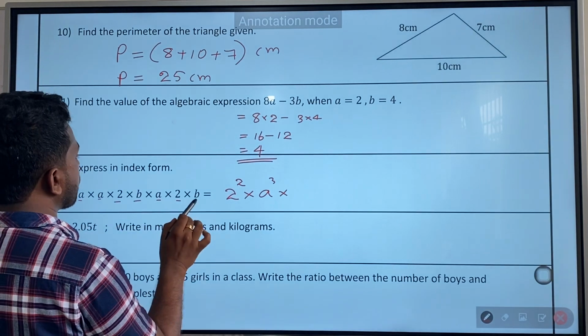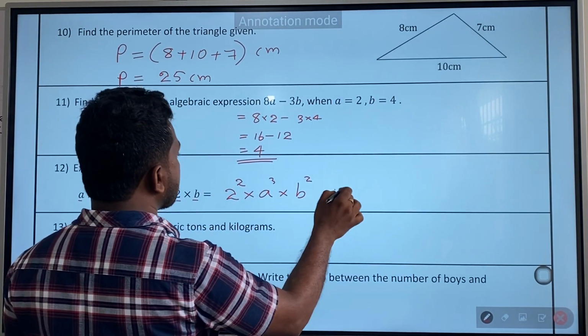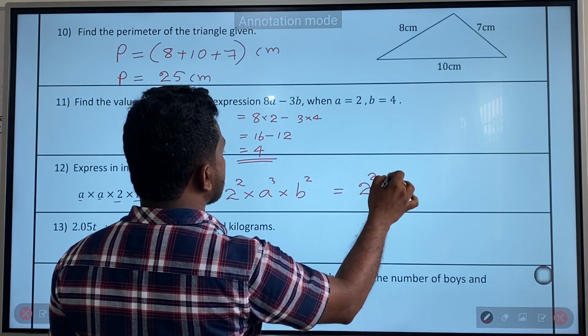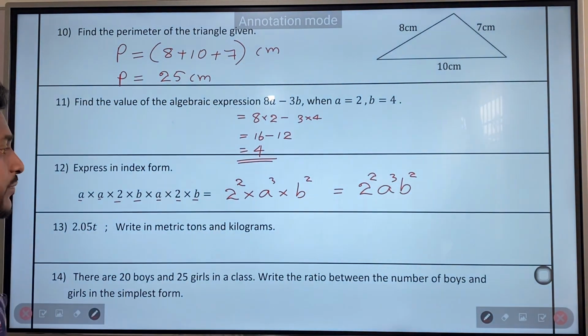Then b. B to the power 2. So we can write it as 2 squared a to the power 3 b squared. That is the answer. Okay, next one. Question number 13.